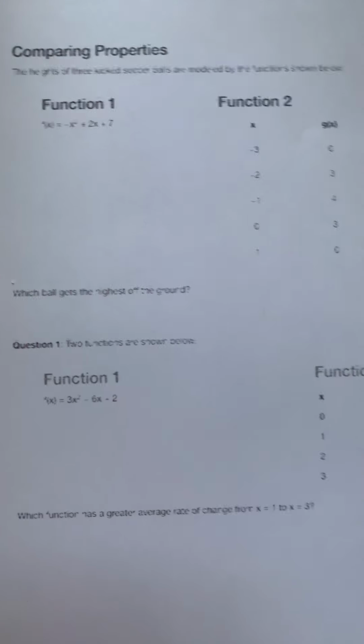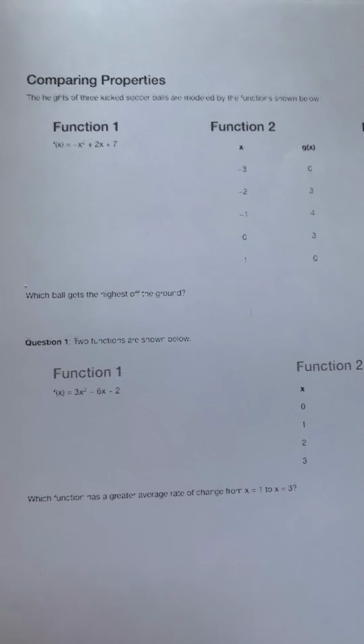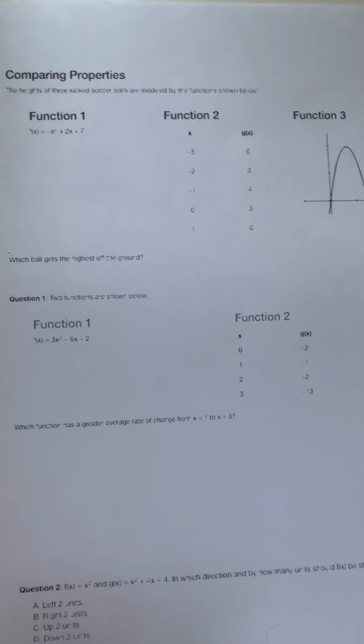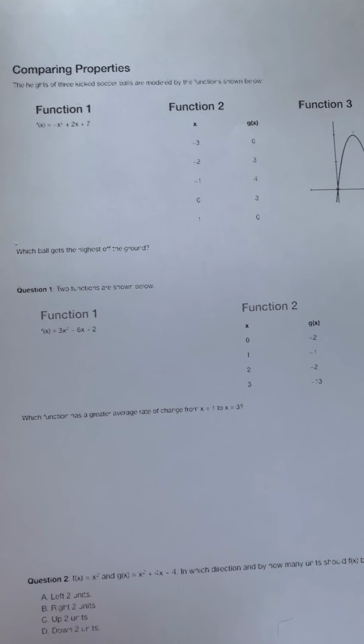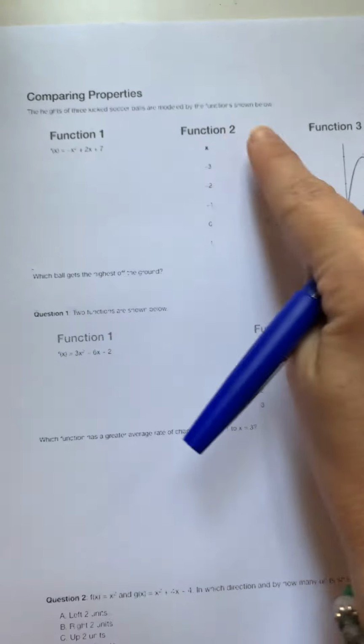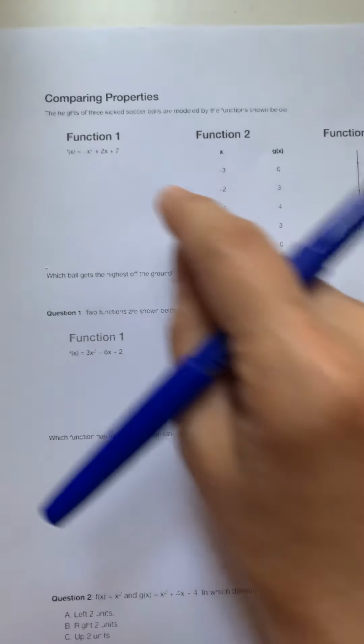I'm going to cover some of the questions out of 9.01 today. These are the practice problems out of the lesson, and they're very similar to the questions that you're going to run into on the quiz. So the first question, we're comparing properties of functions written in different ways.